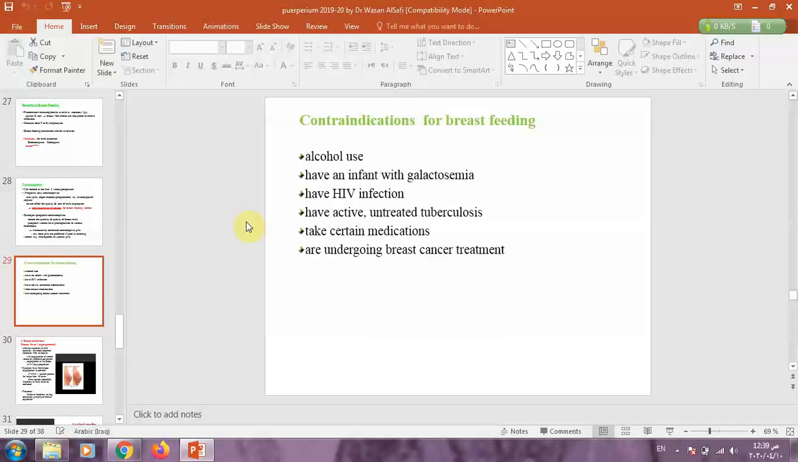The contraindications for breastfeeding: women with alcohol use, if she has an infant with galactosemia, if the woman has an HIV infection, if there is active or untreated tuberculosis in the mother, if she takes certain medication that is transmitted through the milk, or if she is undergoing breast cancer treatment, so I will postpone or prevent breastfeeding.